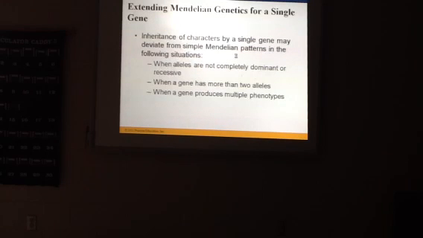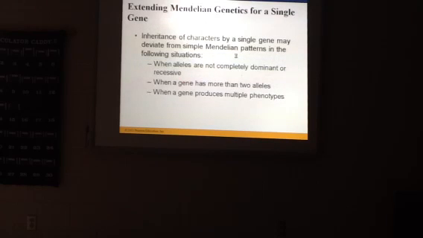Now, extending Mendelian genetics for a single gene. Inheritance of characters by a single gene may deviate from simple Mendelian patterns in the following situations. So these situations are the exceptions. When alleles are not completely dominant or recessive, when a gene has more than two alleles, and when a gene produces multiple phenotypes. This is where you can get into eye color, because a gene can produce many physical characteristics that look different.